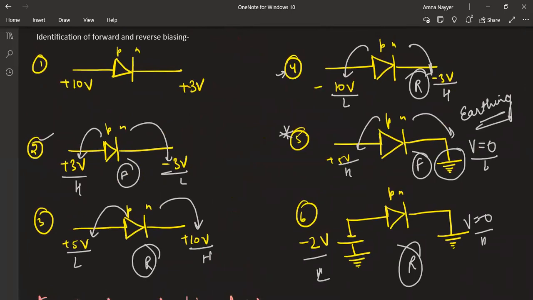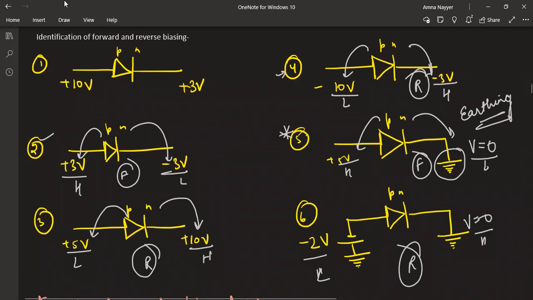See, how you identify forward and reverse biasing is by identification of the PN junction. If the P type is connected to the positive terminal of the battery and N type to the negative terminal, we call it forward. And when P type is connected to the negative terminal of the battery and N to positive, we say that is reverse biasing. This much we all have studied.